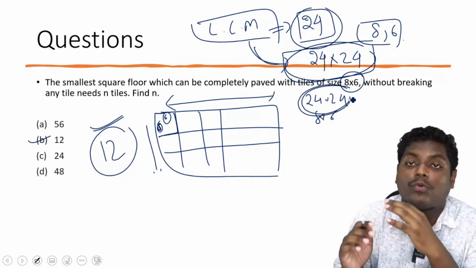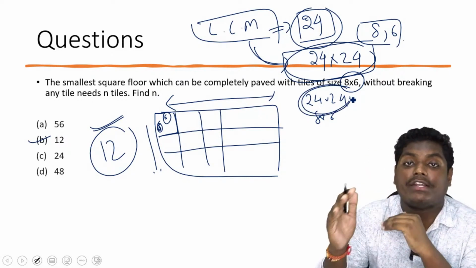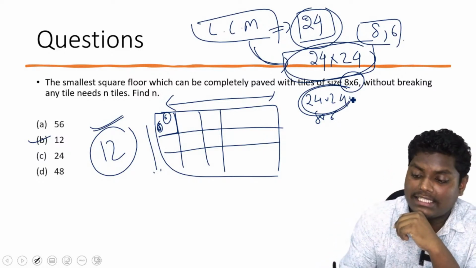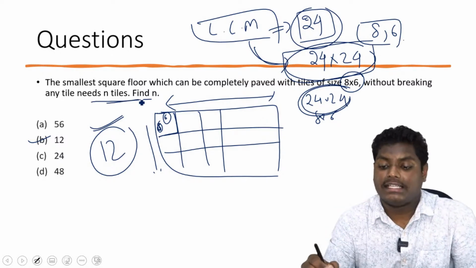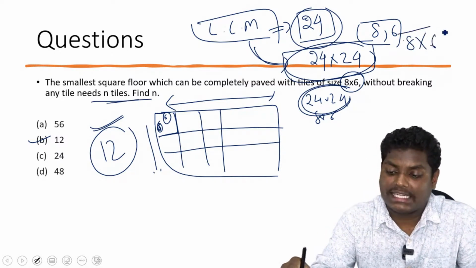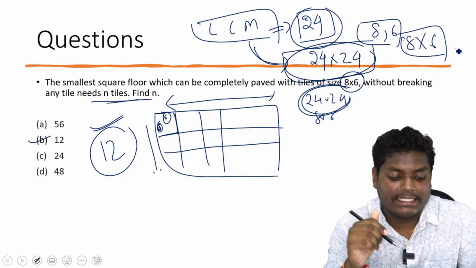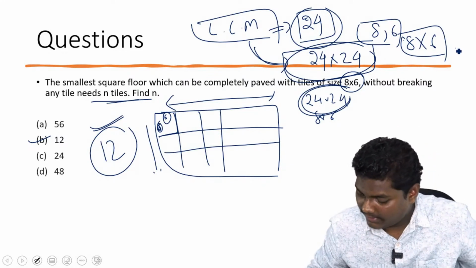So basically the dimension of the floor is 24 cross 24. What is it asking us? It's asking us the number of tiles. What is the number of 8 cross 6 tiles we need to fit in? So basically that will be 12. Okay. Great everyone.